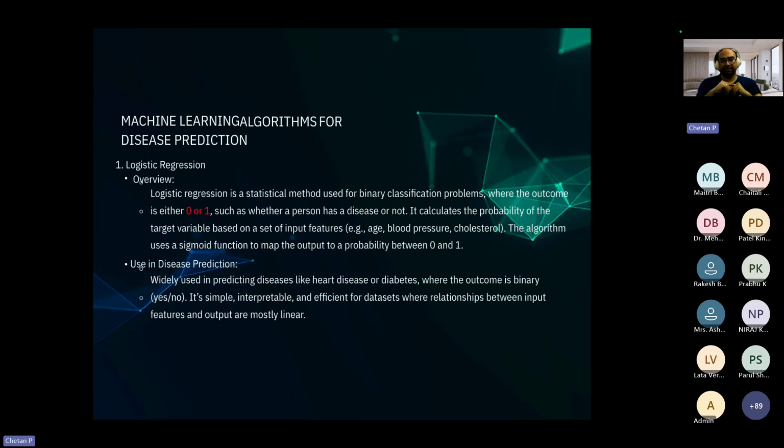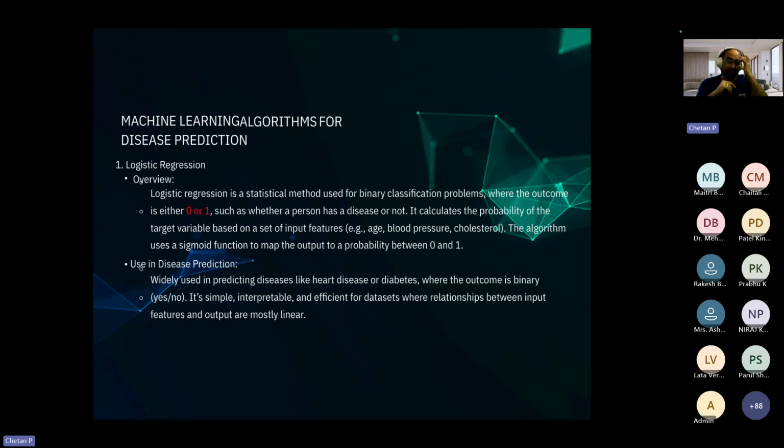Suppose you say that a person's height is 160 centimeters, then weight should be, let's say, 60 kg, and if the height is increased, the weight is increased. So this is a kind of linearity. This is hardly seen in real-world examples, just because there is a lot of noise in the data sets. So the assumption is that your data is linear, and there is no multicollinearity between different features.